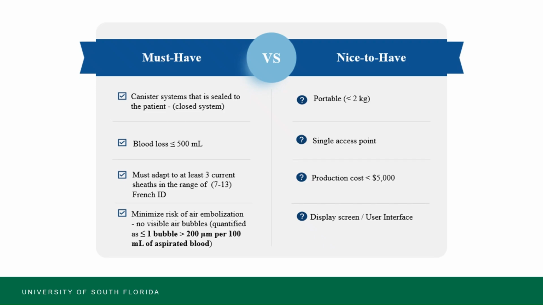The table highlights the key design constraints that will guide our prototype development. On the left are the must-haves, features essential for safety and performance. Our system must operate as a closed canister sealed to the patient, limit blood loss to under 500 milliliters, and adapt at least 3 existing sheaths between 7 and 13 French ID. It must also minimize air embolism, allowing no visible bubbles and no more than 1 bubble over 200 micrometers per 100 milliliters of aspirated blood. On the right side are nice-to-haves, like being lightweight, cost-efficient, and including a simple user interface.